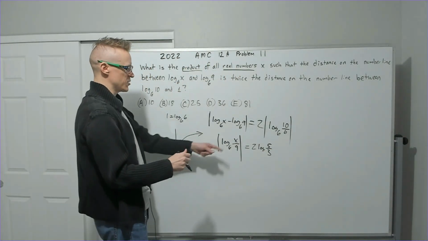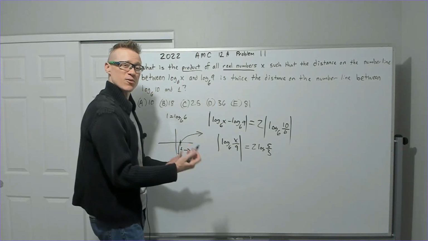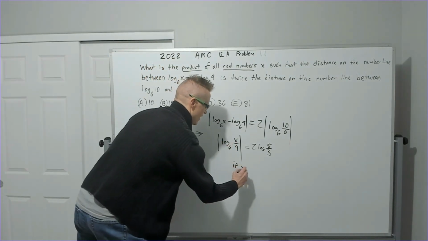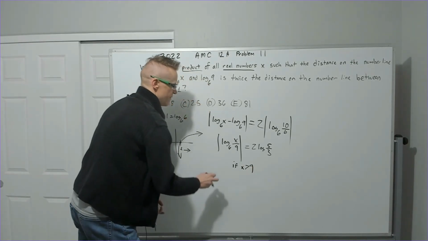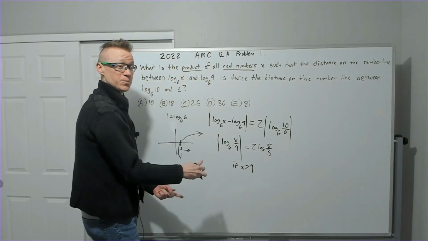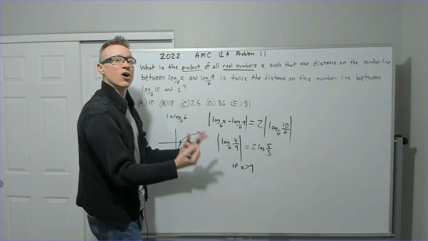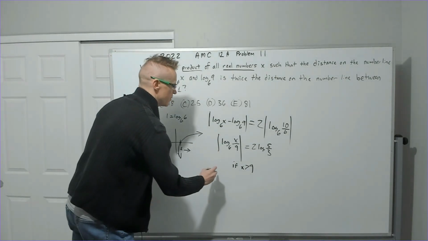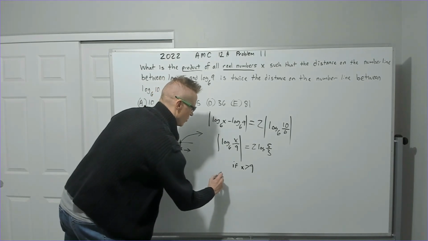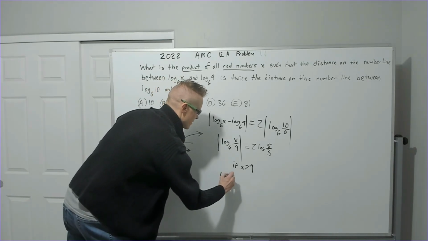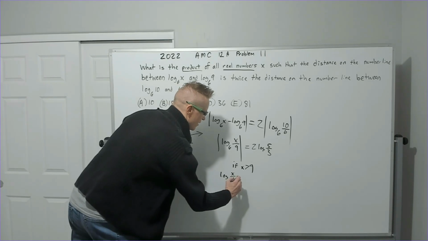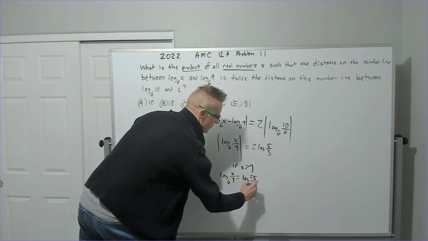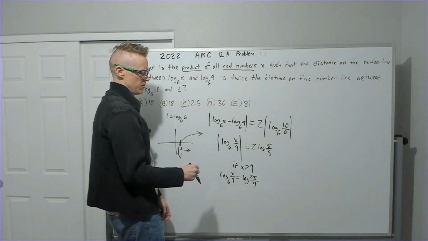Okay, now what about this one? Well, let's just give it parameters. If x is greater than 9, then this would be a positive value because that input value, the argument of the log, would then be a positive number. So you could say that log base 6 of x over 9 would equal log of 25 over 9. Now, what did I just do, by the way?